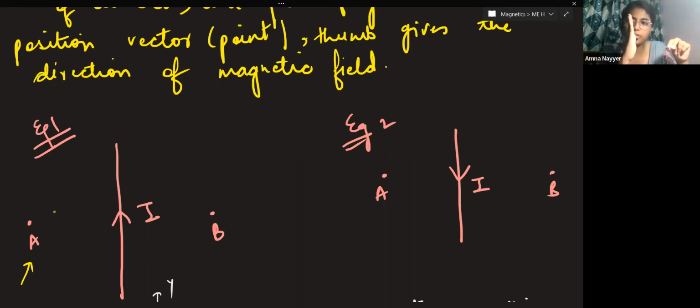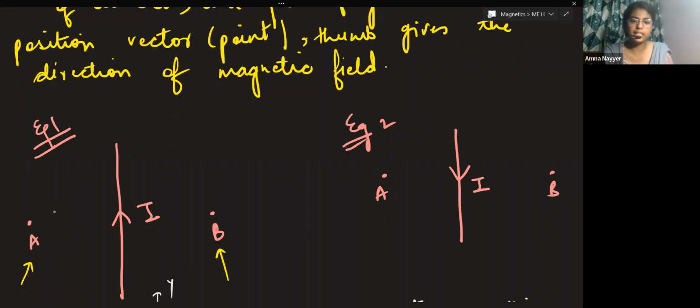But if I keep my fingers like this, this is point A. Now, if I curl my fingers towards the point, where is the thumb pointing? The thumb is pointing again away from the screen, out of the screen, that is outwards. You got the answer with both the methods. Method 1, point B.